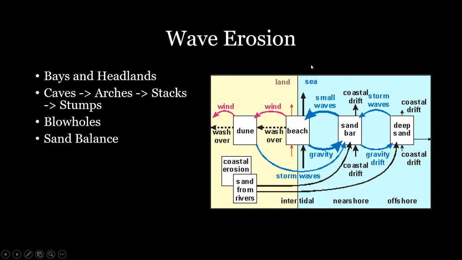So if this beach is to sustain itself, the input of sand from rivers and the coast has to equal the amount of sand that's leaving through longshore transport, wind erosion and overwash, and gravitational removal of sand.